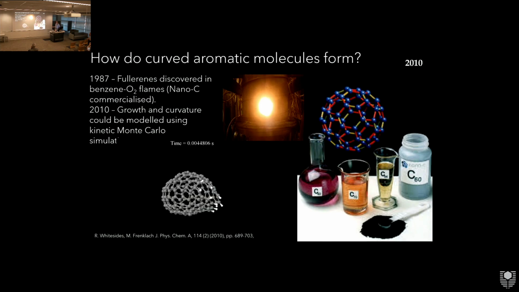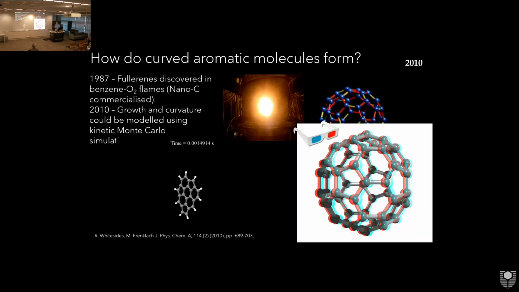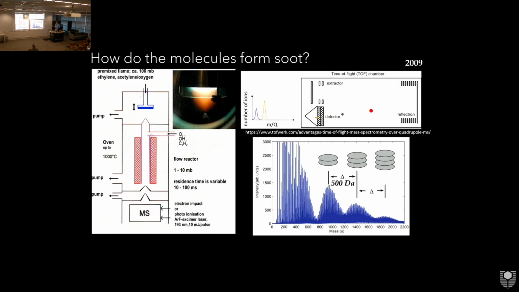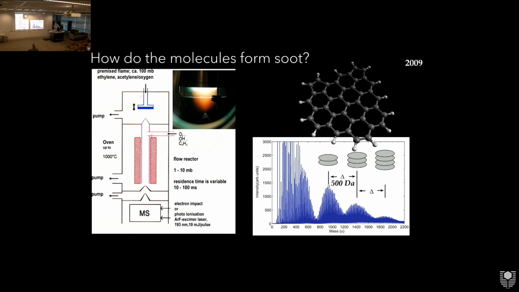And here's some modeling that was done by another group where you can see how they grow and curve, and we did our own kinetic Monte Carlo modeling of showing how this works. So this is a modeling approach. And in the 2000s, we got to actually see the soot molecules starting to cluster together. So you can see here that the mass of the molecule that comes together to form soot is about 500 daltons. Looks a bit like this.